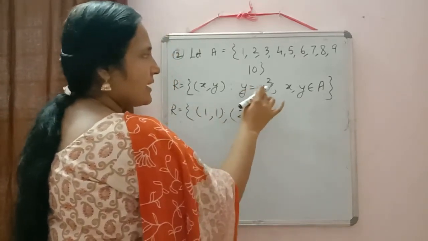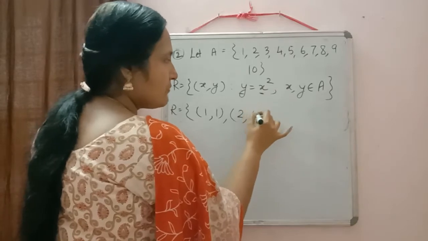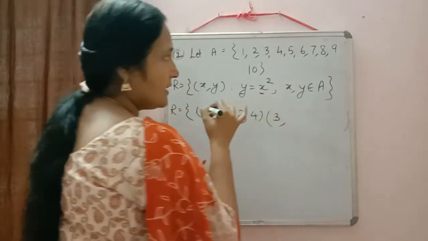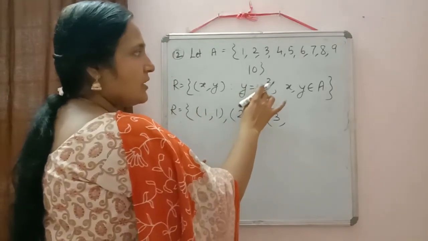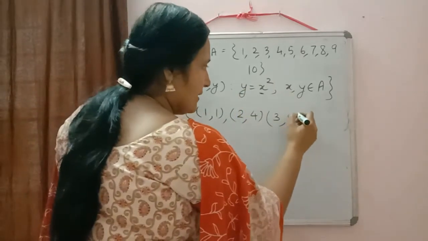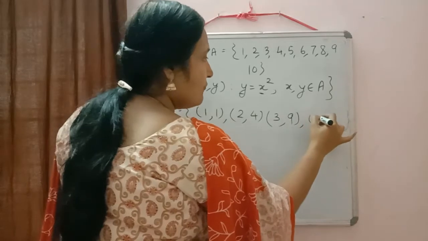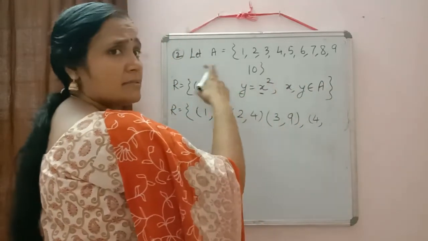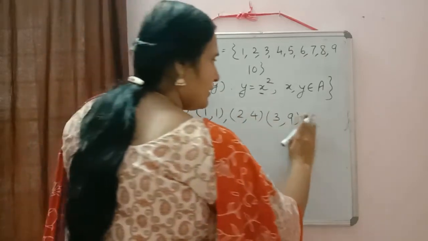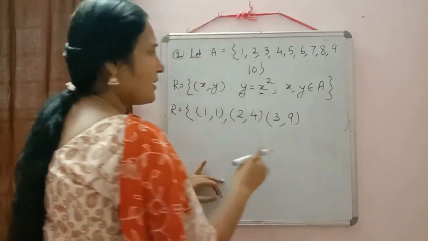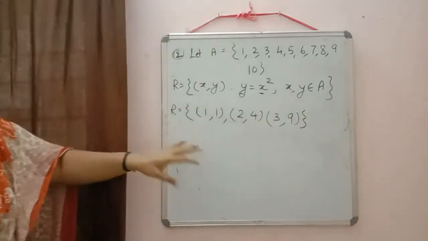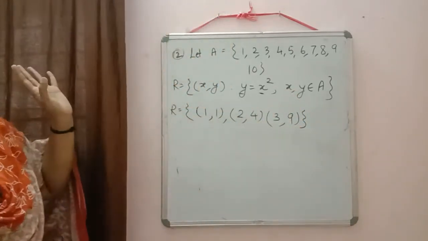Then what will come? y is equal to 2 square, so that will be equal to 4. Then we will take x is equal to 3. Then what will come? y is equal to 3 square, 9. Then we will take x is equal to 4. 4 square is 16, but 16 does not belong to A. So we cannot take x is equal to 4 here. So this is the set we got, the ordered pairs which satisfy the given relation.